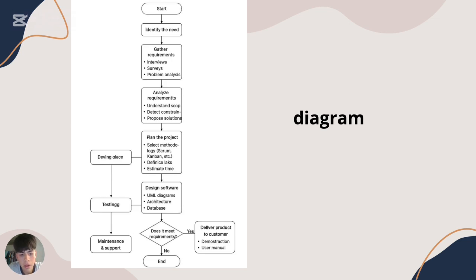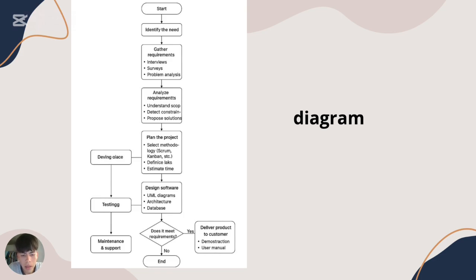4. Analyze requirements. After gathering the information, the next step is analyze requirements. In this stage we try to understand the scope of the project, detect possible constraints, and propose initial solutions. This avoids misunderstandings later.